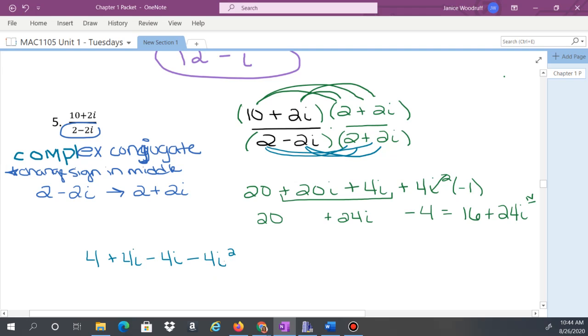So I changed the i squared to a negative 1. And then I have a negative 4 times negative 1. That will give me a positive 4. If I combine my two middle terms, and this is the reason why we use the complex conjugate, because they're going to cancel out. So those cancel out, and I get 4 plus 4, 8. So that's my denominator.